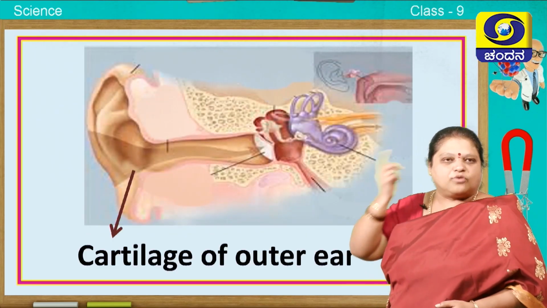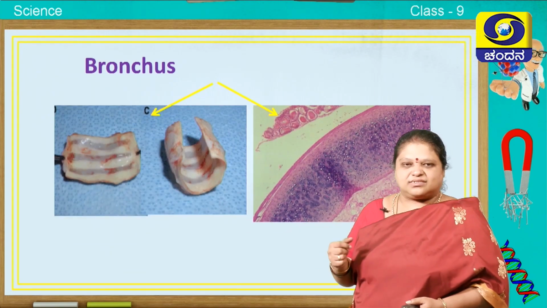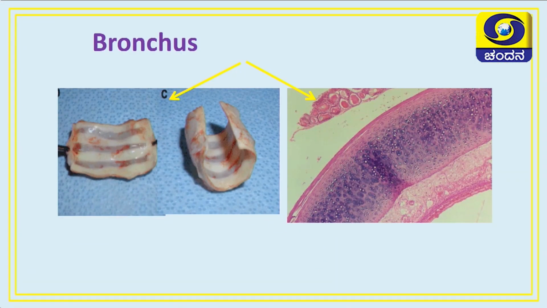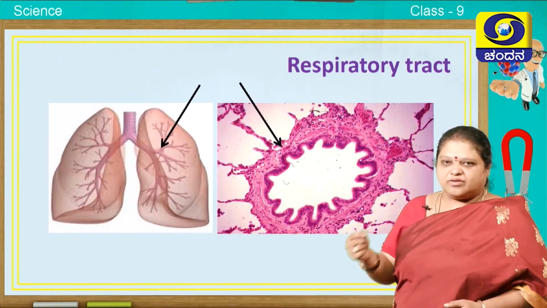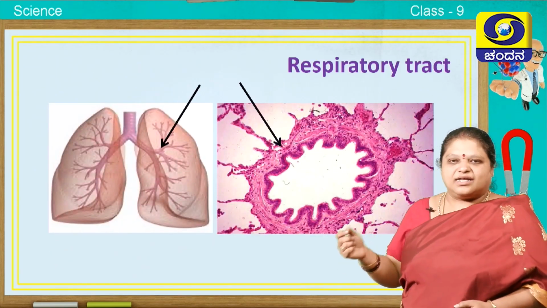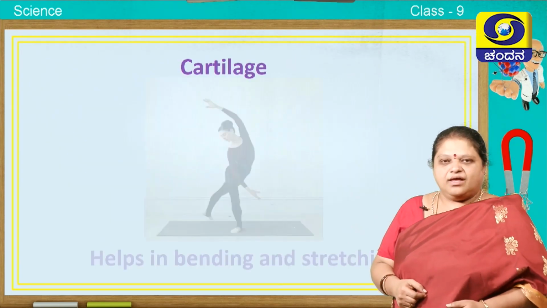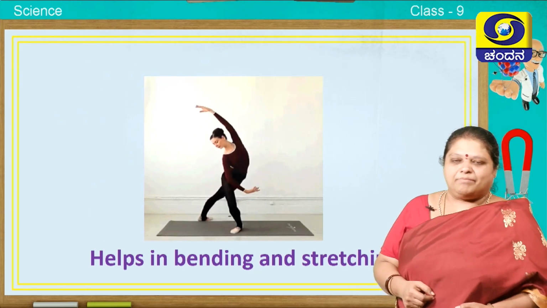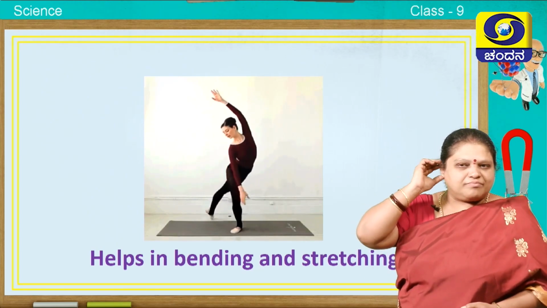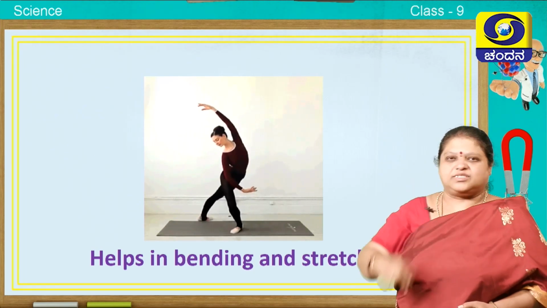Then you find it in the outer ear. Next you also find it in the bronchus. The C-shaped cartilaginous bone is also made up of cartilage. It is slightly flexible in nature. Not only that, it is present in the respiratory tract like bronchus, bronchiole, etc. Next, what does this cartilage help in? They help in bending, stretching. This part I can bend, you can see. Even in the nose tip, it is present. So here also it is present.